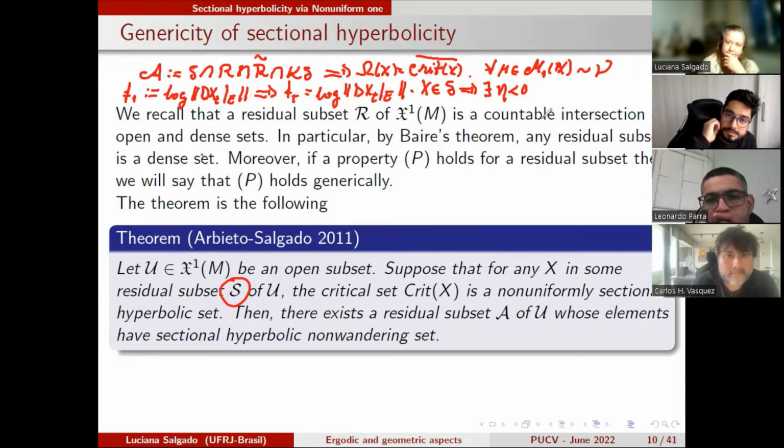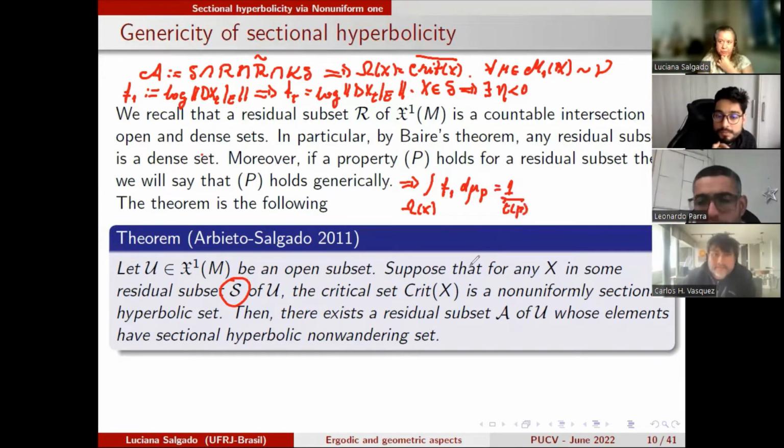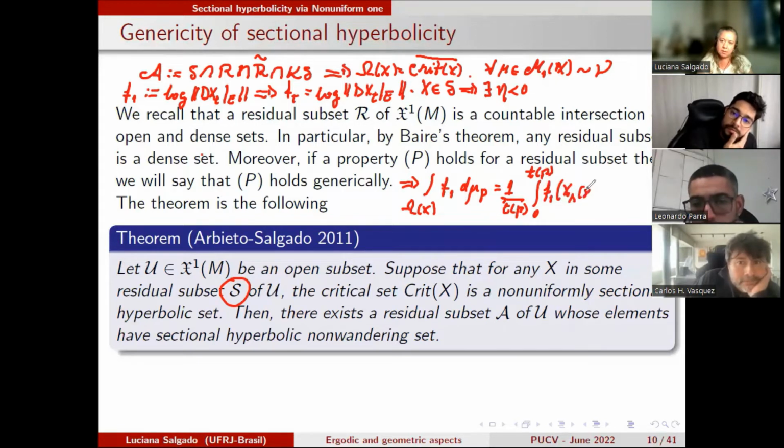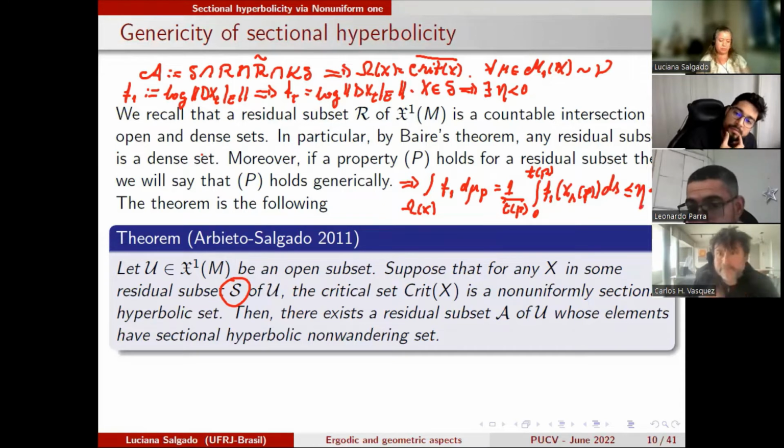So I'm going to put it here: the integral over Omega of f1 dμ_p is equal to 1 over the period T_p, integral from 0 to T_p of f1 over x(s) ds, and this is less than or equal to η, which is less than 0. This is for all periodic points.